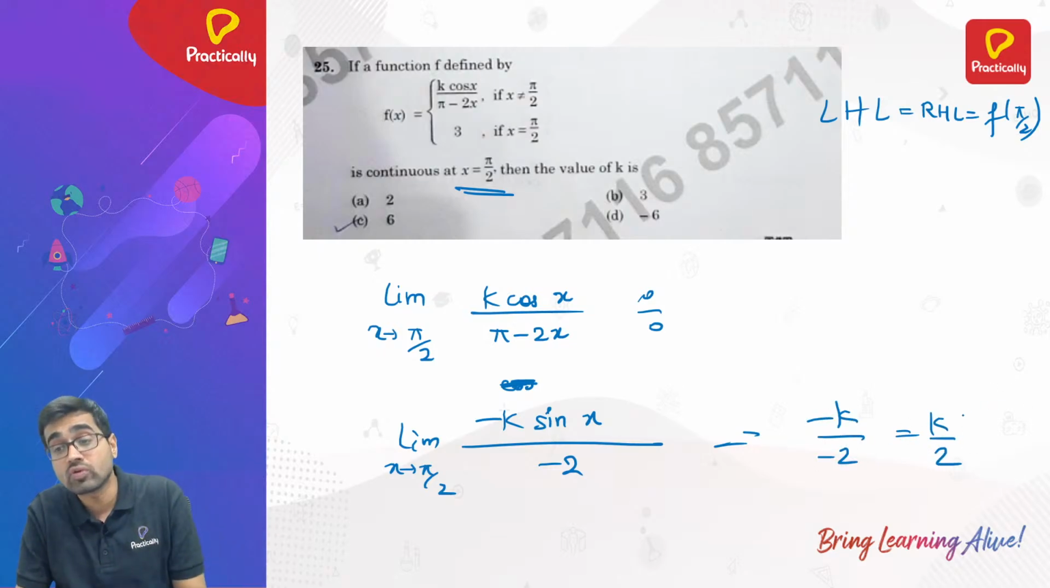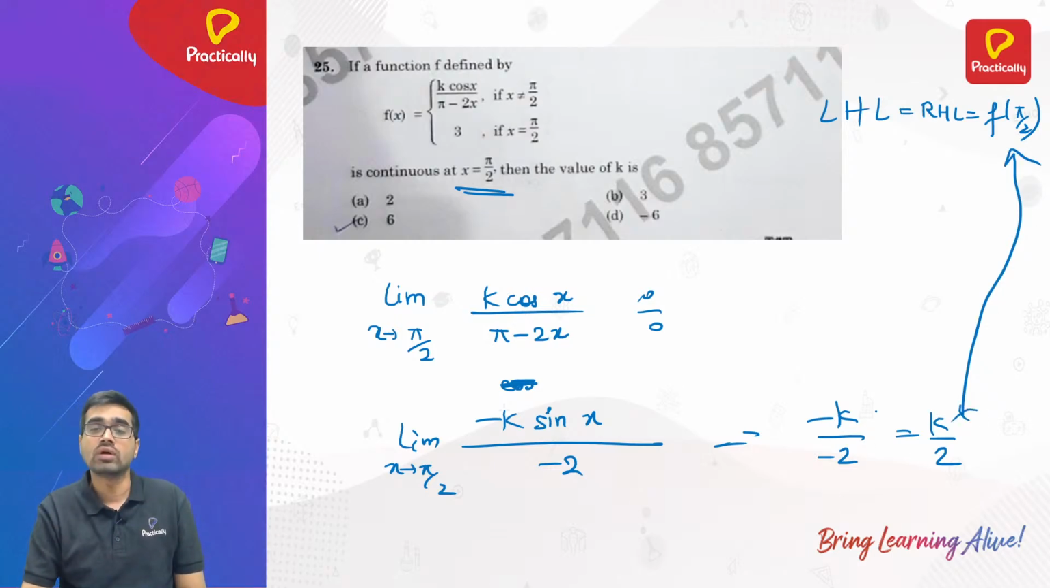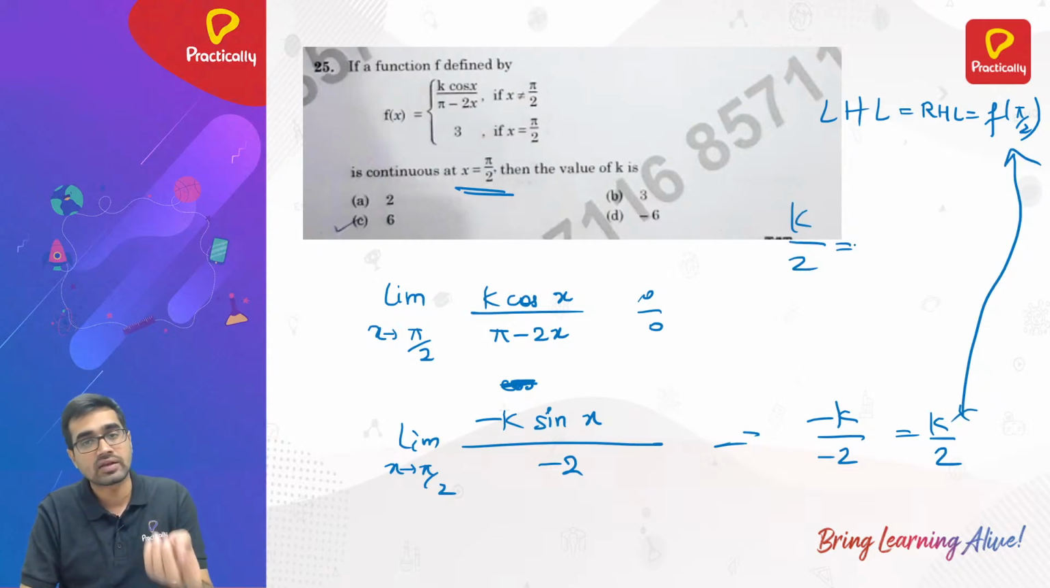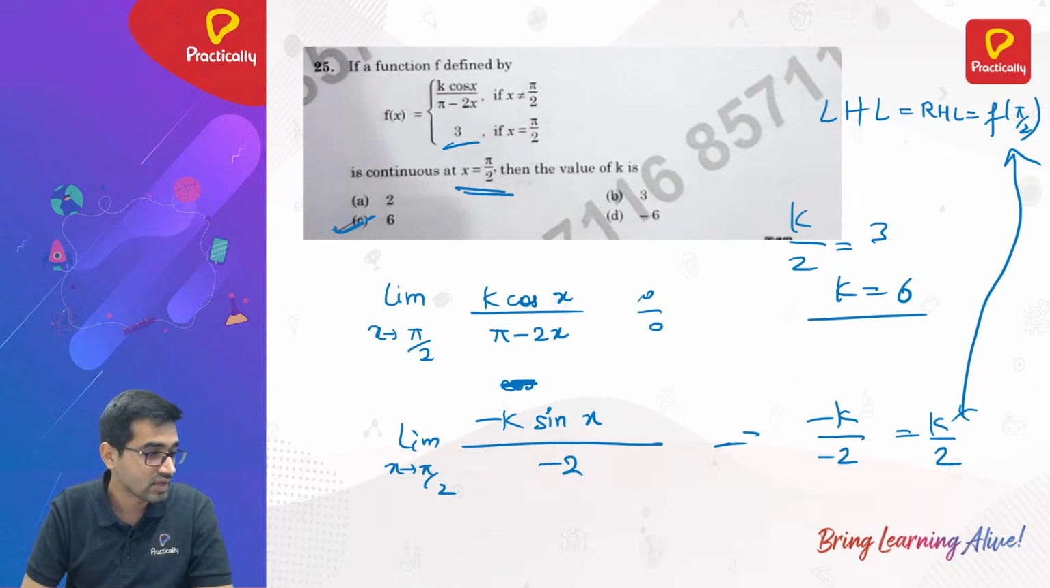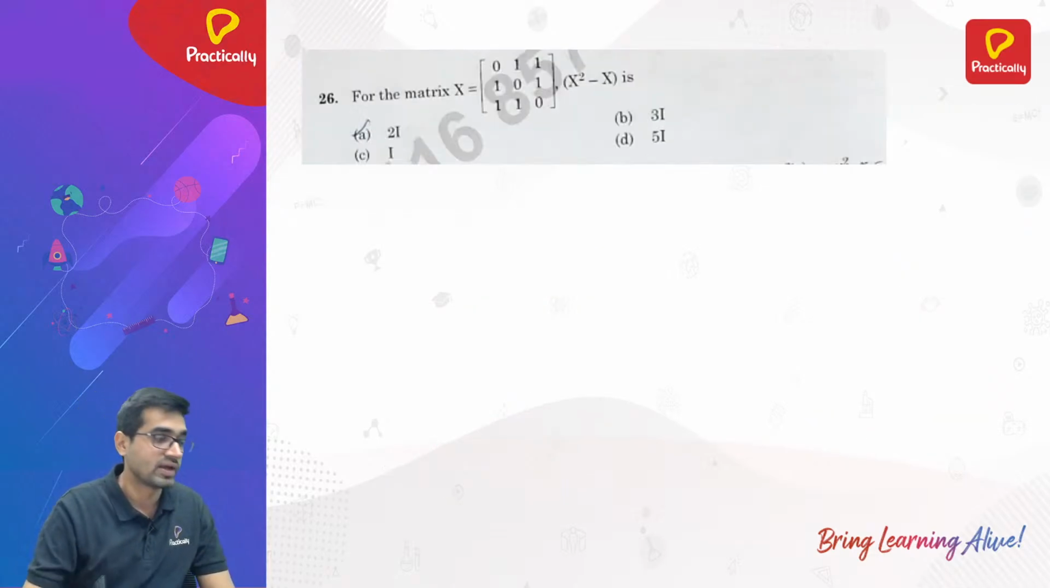But it has to be equal to the value of the function at pi by 2. So k by 2 is exactly the value of the function at pi by 2, which is given as 3. So k comes out to be 6. Simple. This is the correct answer. Okay. Let's move to the next one.